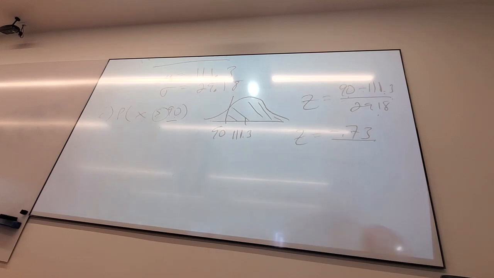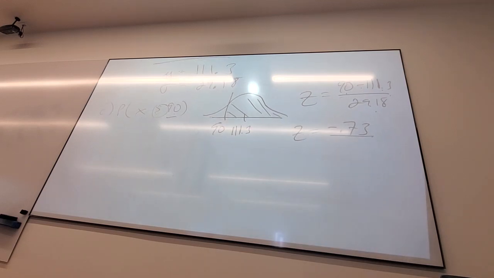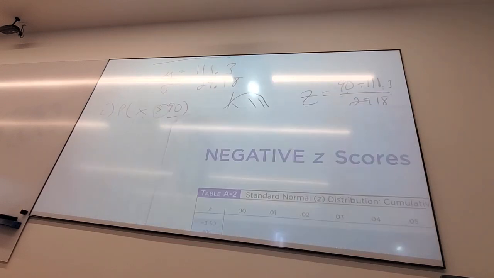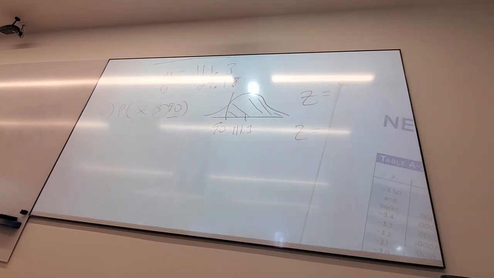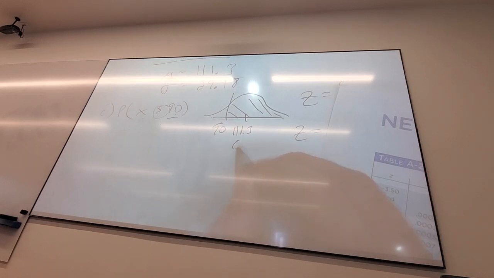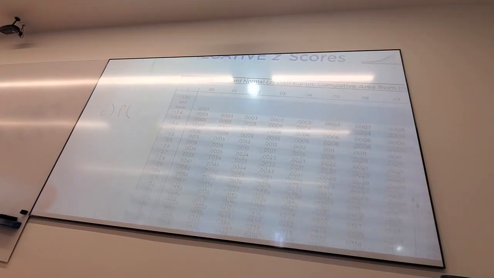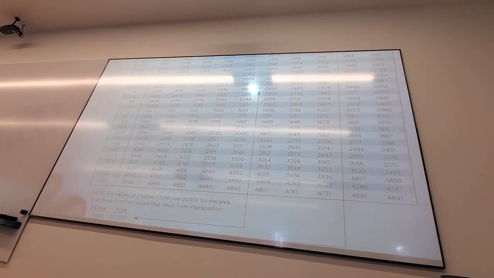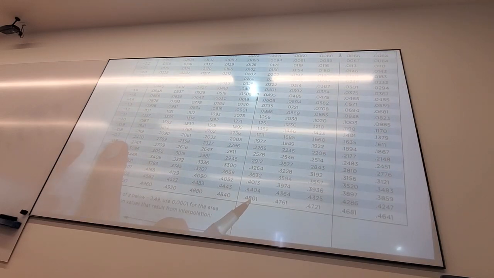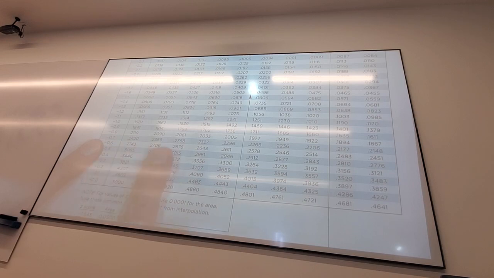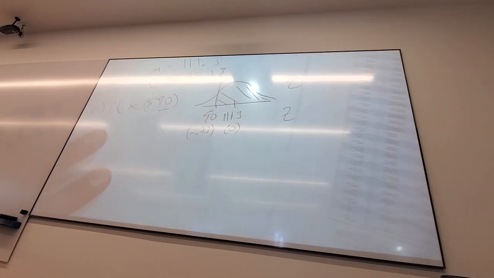So when I look up negative 0.73, don't say anything. Negative 0.73. What area do you get? You're getting everything to the left of 90. Yeah, which is what? 0.2327. Yeah, 0.2327. Is that cool? Okay.